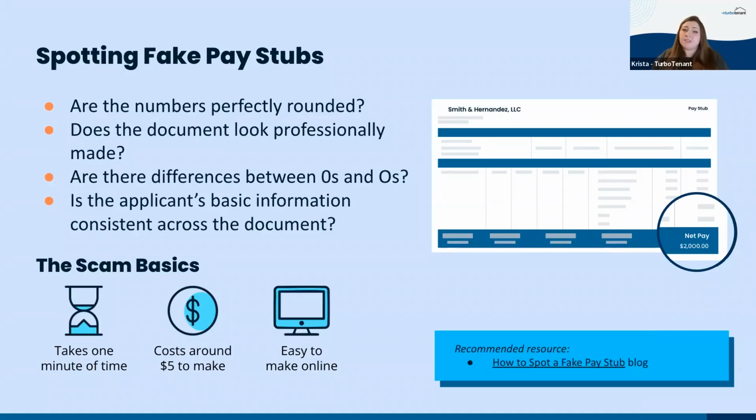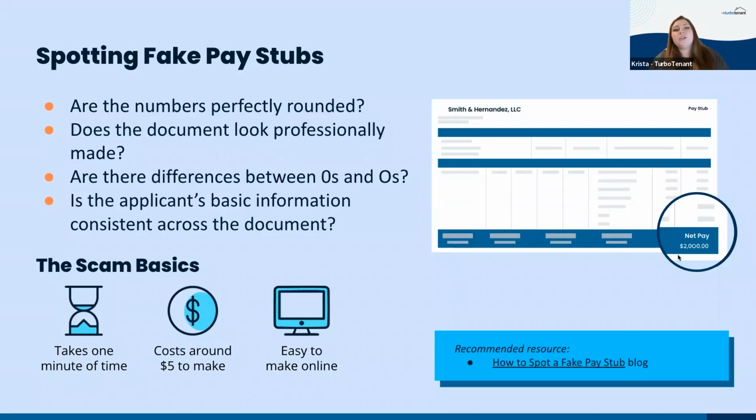So you're going to want to ask yourself the following questions. Are the numbers perfectly rounded? That means, if you're looking at the income, are they saying that they made exactly $2,000? That doesn't seem right. When's the last time you had an even number on your pay stub? Doesn't usually happen. You'll also want to check the document itself and see if it is professionally made. If it looks weird, if the design is off, if it just doesn't seem like a professional would have made this, maybe a professional didn't.